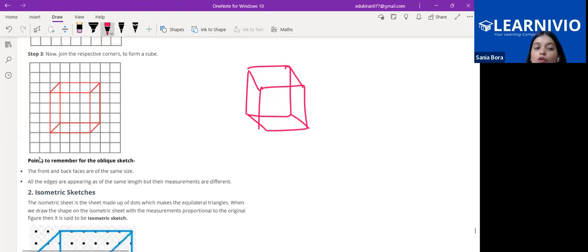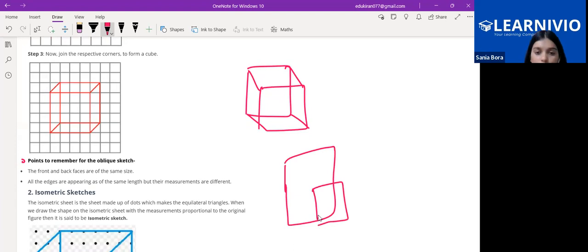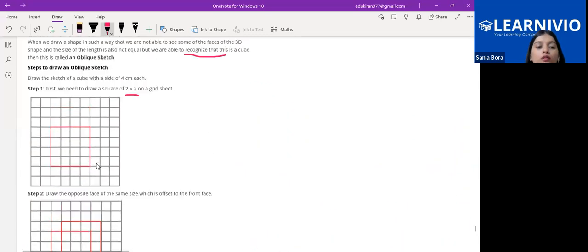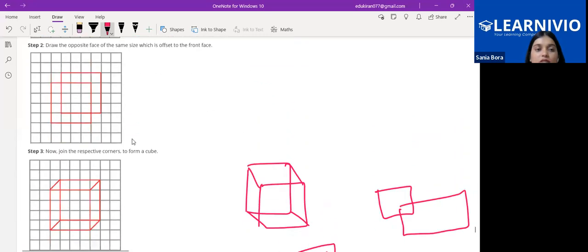Yes. So now what you have to remember? The front and the back faces are of the same size. So this one and this one should be the same. It's not that you take this one and the other one smaller. No, they should both be the same. All the edges should also appear to be of the same length. It's not that over here you took it like this and over here like that. No, all the edges should be the same. Okay, so this is called an oblique sketch.